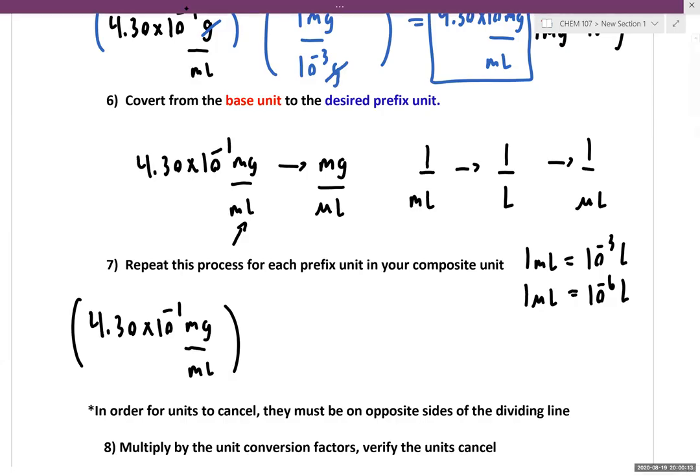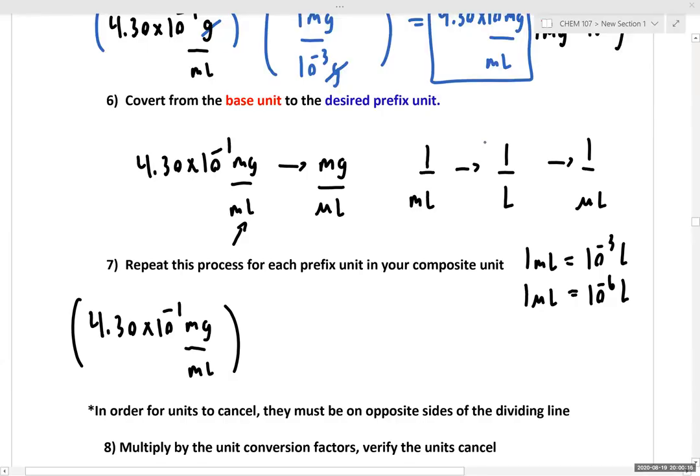if we want to cancel our milliliters and we want to go from 1 over milliliter to 1 over liter, where does our unit of liters need to be? On the top or the bottom? And really just look at our solution map and tell me, where does our unit of liters need to be? On the top or on the bottom? So our unit of liters in our solution map needs to be on the bottom. So we put our unit of liters on the bottom.